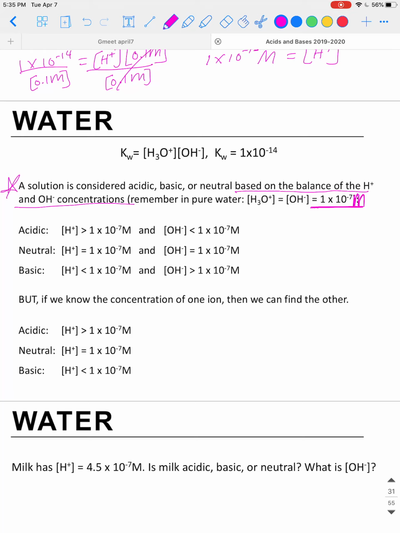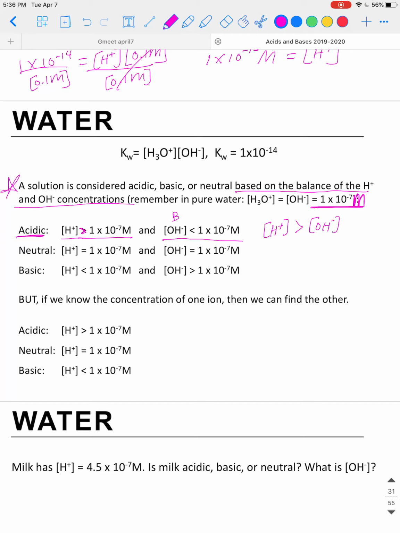Okay? So let's look at the statements below this. An acidic solution. For a solution to be considered acidic, the H plus concentration will be greater than 1 times 10 to the minus 7, and the hydroxide ion concentration will be less than 1 times 10 to the minus 7. That means you have more H plus than you do OH minus.